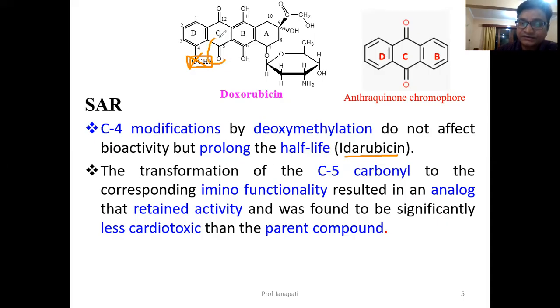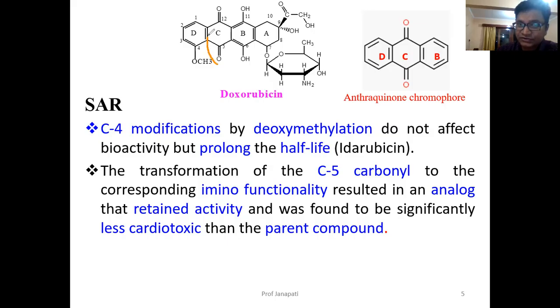Now, transformation of the fifth carbonyl group to the corresponding imine functional group resulted in an active compound. Still, there is no marketed preparation, but they are done. I told you in the first slide itself, 25 compounds are in the pipeline. So one among that is this one. What is the advantage of these? These drugs have a cardiotoxicity effect, but when there is an imine group, there is no cardiotoxicity.